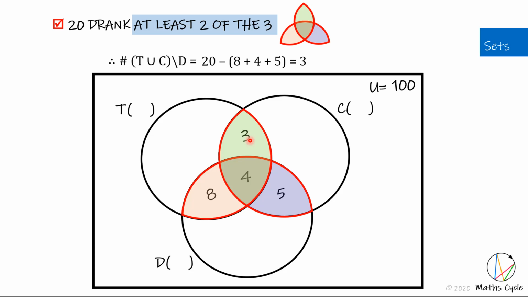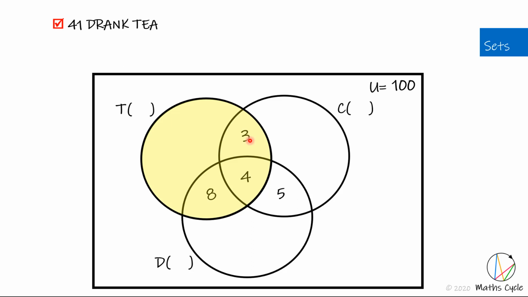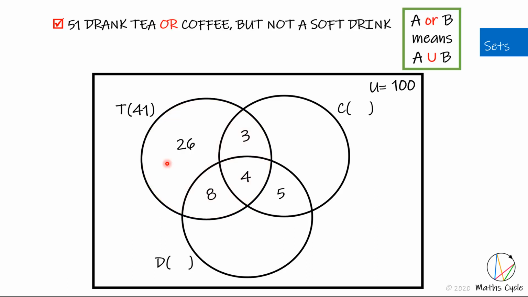Okay. The next piece of information we have is that 41 drank tea. So we can fill in that 41 drank tea overall. And then this allows us to fill in who drank only tea, because we already know the 3, 4 and the 8. If we take that away from 41, we get 26, which means 26 people drank tea only. Next piece of information was that 51 drank tea or coffee but not a soft drink.